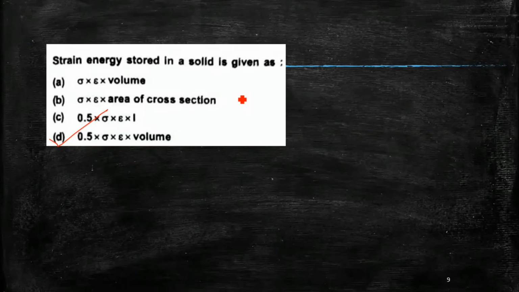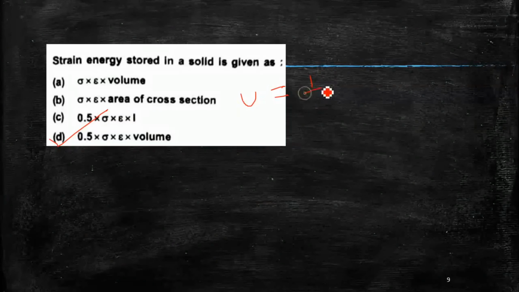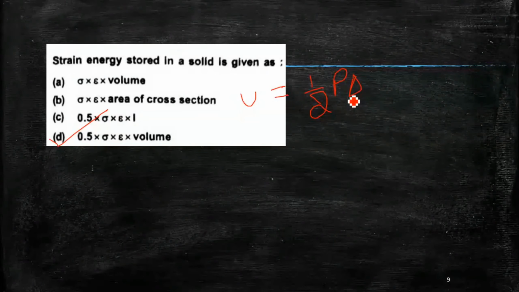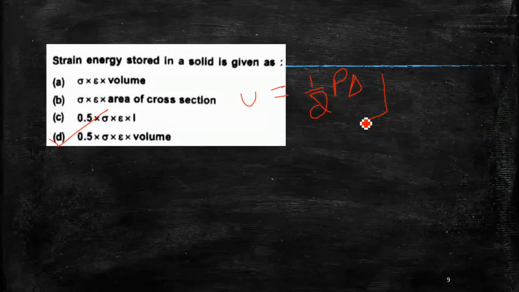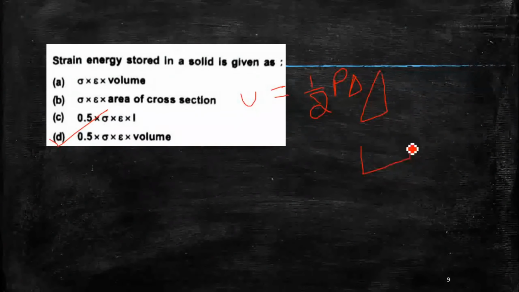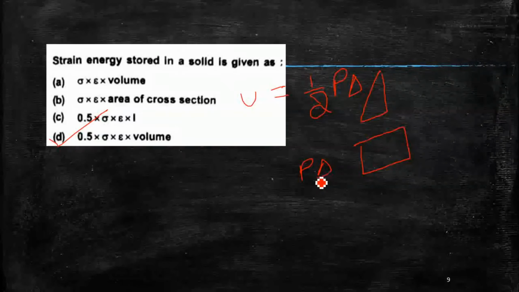It can also be represented as U equal to the area of the load deflection diagram, that is half P into delta in case of gradual loading, because the load deflection diagram is triangular. But in case of sudden loading the load deflection diagram is rectangular, so the area will be P into delta.